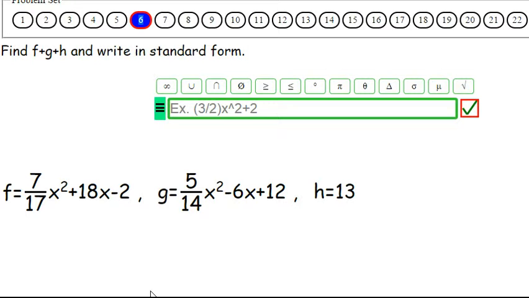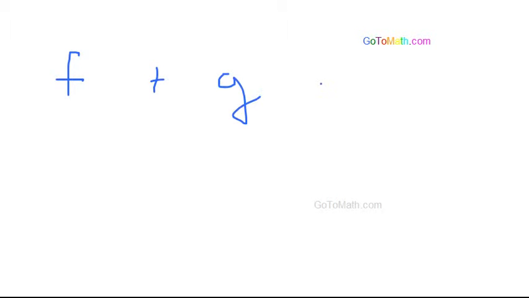Alright. Okay, we got all that. I'm going back and checking, making sure I wrote it all down right. 6x, 12, alright. Because there's one thing I do not like, and that is not writing something down correctly. Okay, so we want to find f plus g plus h. We're going to kind of spread it out up here.